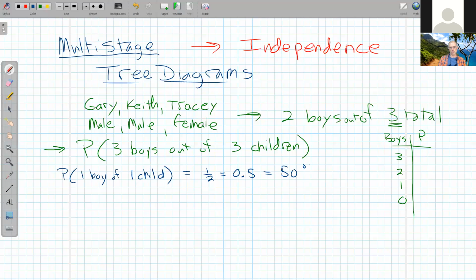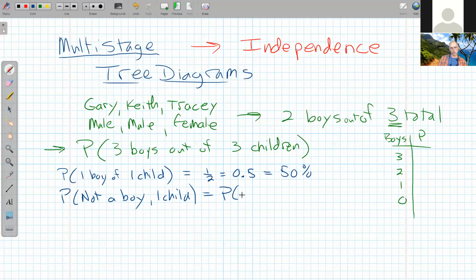So as a decimal, we could call that 0.5, 5/10, or we could write it as a percentage, 50%. Now, the probability of not a boy would be a girl. So we're going to assume that either a child is a boy or a girl. So the probability of not a boy, and again, we're just considering 1 child.